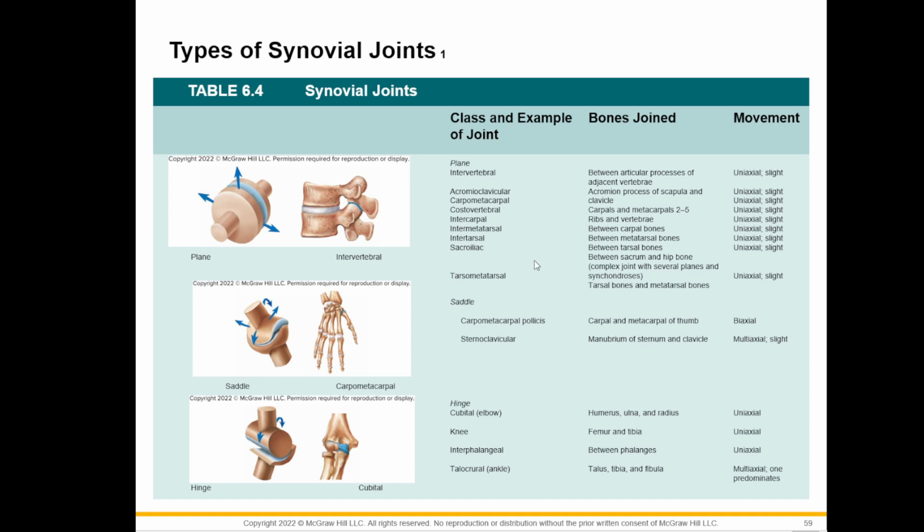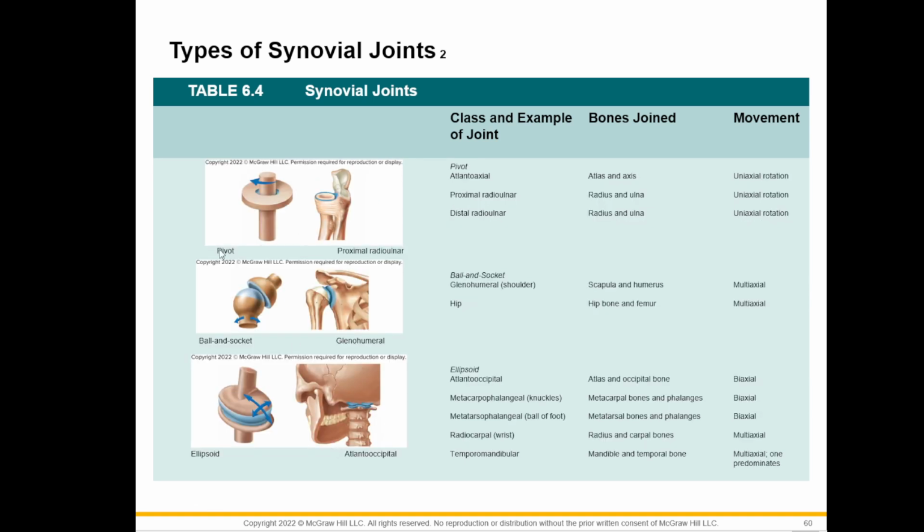There are other types of synovial joints classified according to their appearance. So, there are plain joint, saddle joint, hinge joint, pivot, ball and socket, and ellipsoid. So, this I will leave to you, and it's written in the book. Kindly read and determine what joints are classified under them.